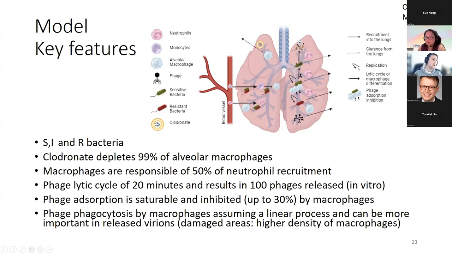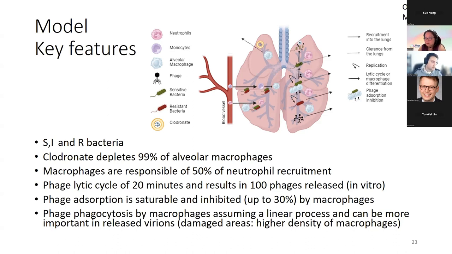So we keep having this resistant bacteria, and also sensitive to the phage, going to the infected, and then are released and releasing new phages. We also now account for different kinds of cells, neutrophils in red and macrophages in blue, sorry. And we have the self-replication of the bacteria, and also we have the effect of the clodronate that depletes the macrophages.